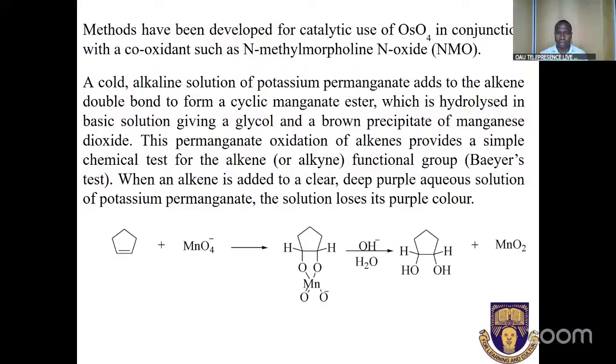Of course, new methods keep being developed for some of these things. But the important thing here is to mention that for the permanganate, it is a cold alkaline solution that reacts with the alkene to give the cyclic manganate ester. Okay, similar type of mechanism like the previous one. In that case it was an osmate ester. In this case, a manganate ester. So once you have the manganate ester produced, it is hydrolyzed in basic solution to give a glycol.